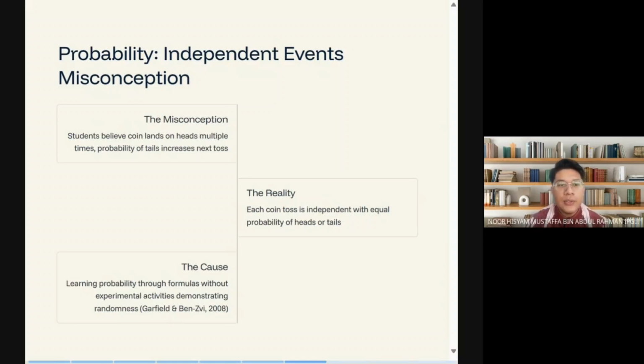Students must learn to interpret statistical results meaningfully rather than merely performing calculation. Furthermore, students often struggle with interpreting graphs and charts such as bar graphs, line graphs, and pie charts. This difficulty may arise because students are not given sufficient opportunities to analyze real data sets in classroom activities.